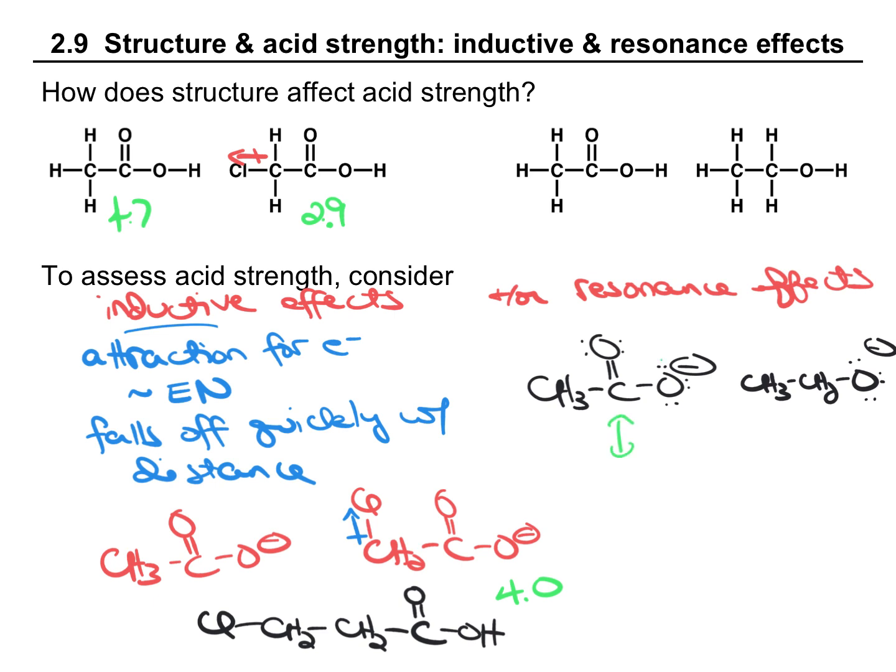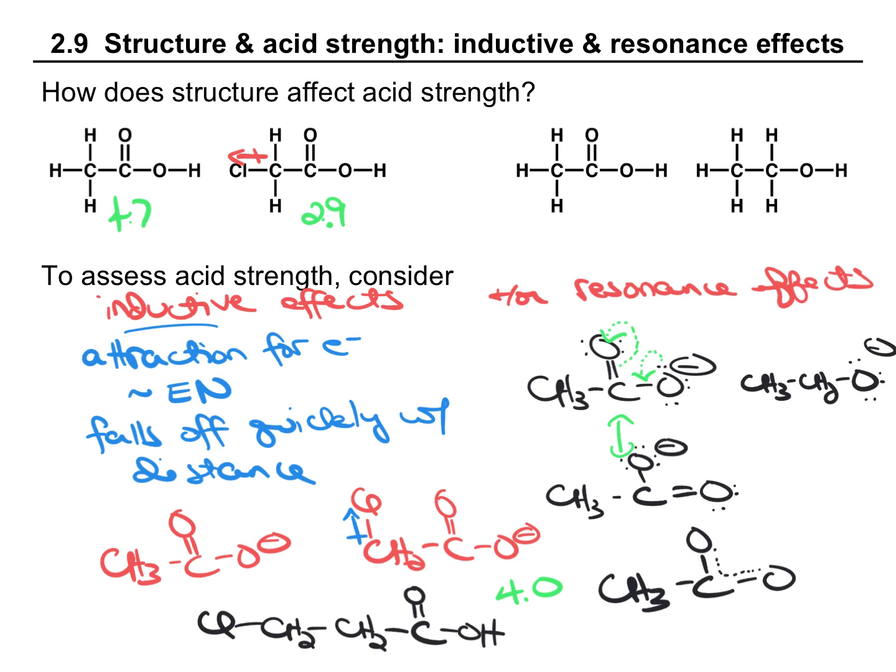We could imagine these electrons move in here to form a double bond between this carbon and this oxygen. And at the same time, these electrons would have to move up here to give an extra lone pair on this oxygen. So we can draw a second resonance structure that looks like this. In other words, we have a resonance hybrid where we have our CH3, COO, partial double bond character, partial double bond character, a partial negative on this oxygen, and a partial negative on this oxygen.